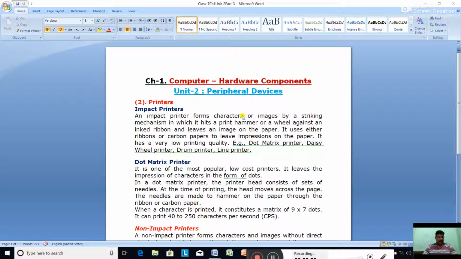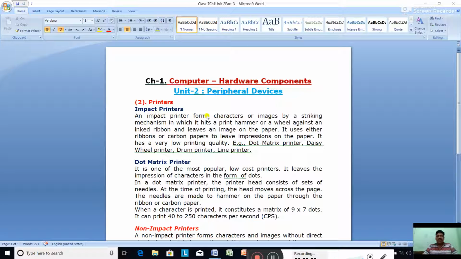There are different types of printers like non-impact printers and impact printers. Non-impact printers are inkjet printers, thermal printers, thermal matrix printers, laser printers, drum printer, and we have different types of impact printers like dot matrix printer, digital printers, line printers. So let us see first what is the impact printer.